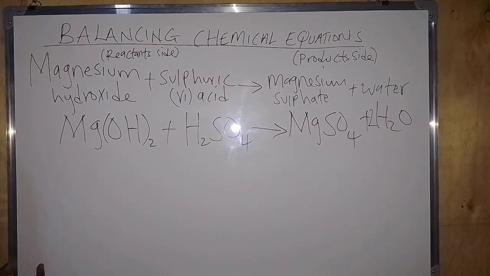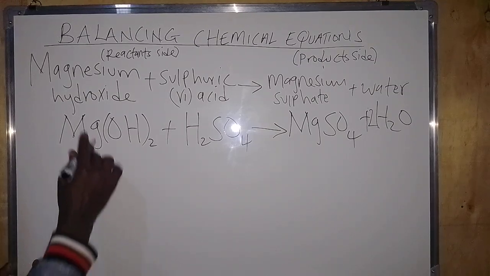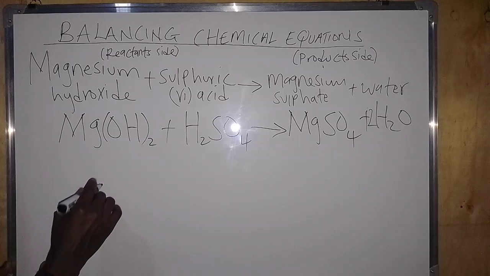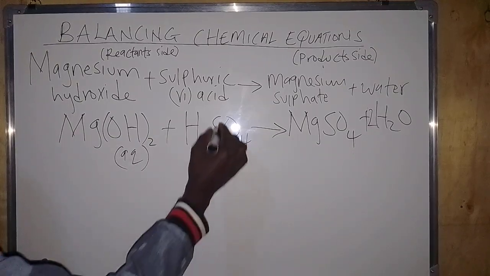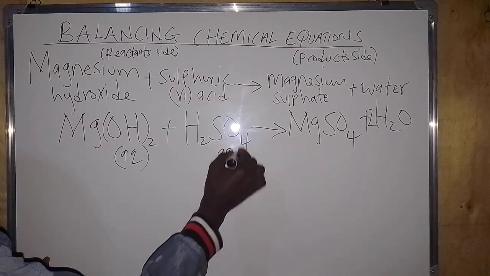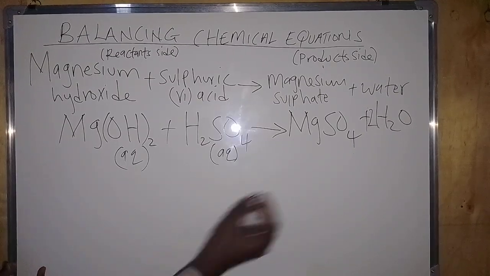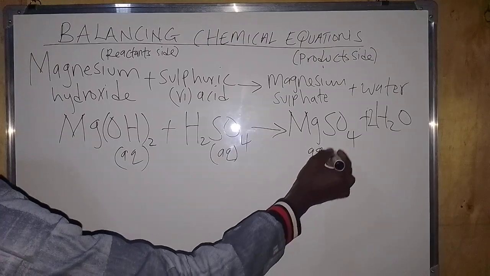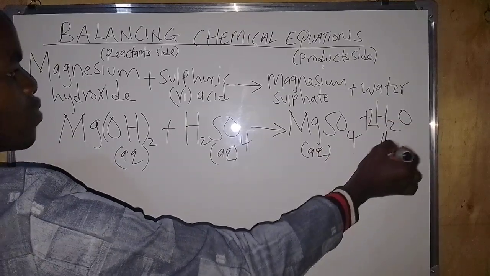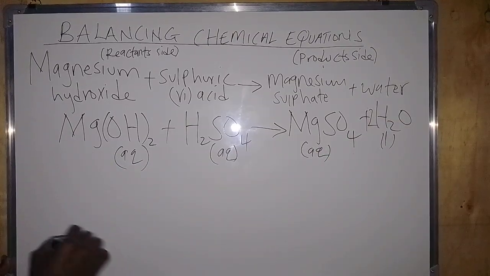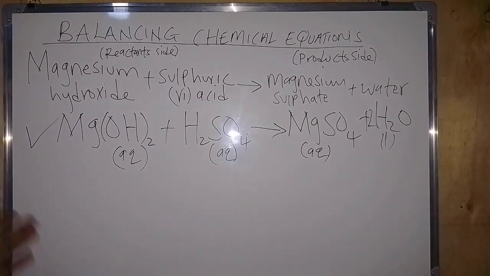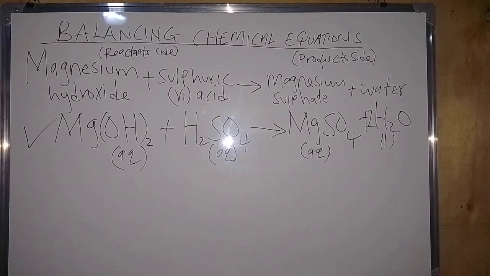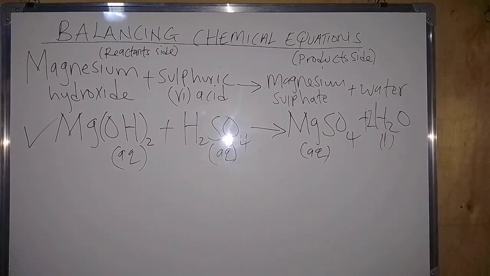So the remaining thing for this equation, or I mean the reaction, to be correct is the physical state. Magnesium hydroxide is soluble, which is aqueous. Sulfuric acid also, in this case, is aqueous. Magnesium sulfate is also aqueous. Water is a liquid. And this is now the correct chemical equation for the reaction between magnesium hydroxide and sulfuric acid.